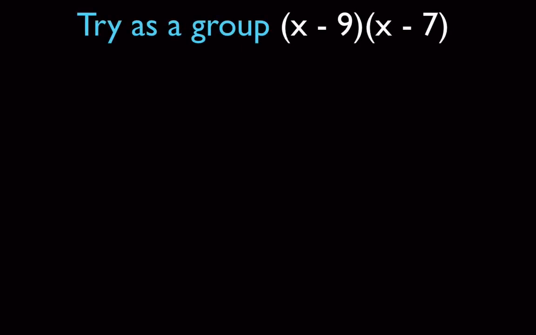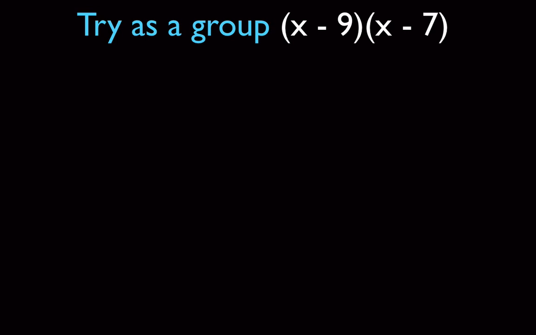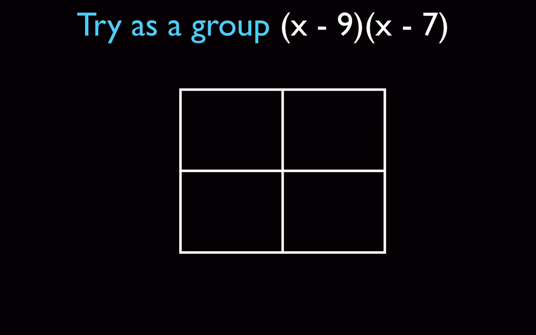Okay, same thing as before. Go ahead and pause the program. Try this one on your own. Make sure you use the Punnett square. Make sure you write your middle step. Okay, so go ahead and label both sides of your Punnett square. I chose to use x minus 9 on the left side, x minus 7 on the top.